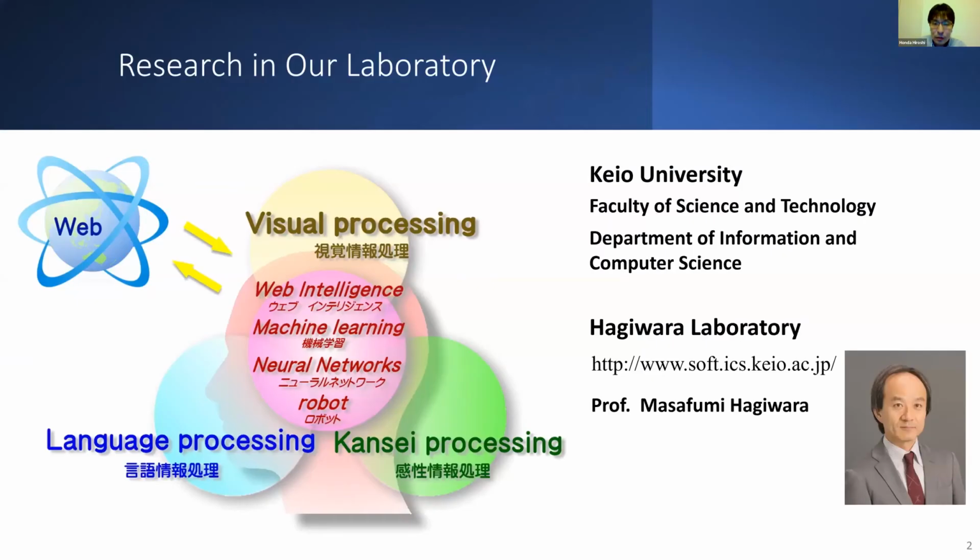First, I will introduce research in our laboratory. I belong to the Haniwara laboratory of Keio University in Japan. Our target is to create a robot brain capable of conversation. Visual processing, language processing, and concept processing are important elements. We are also working on machine learning and neural networks research to achieve this target.